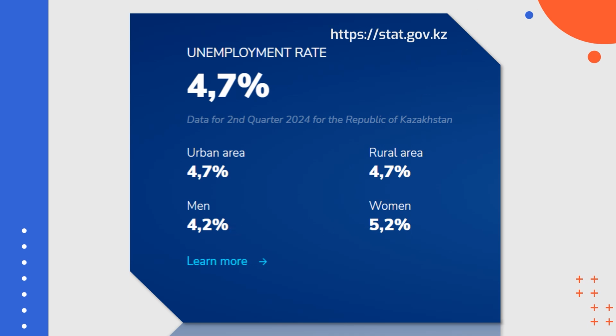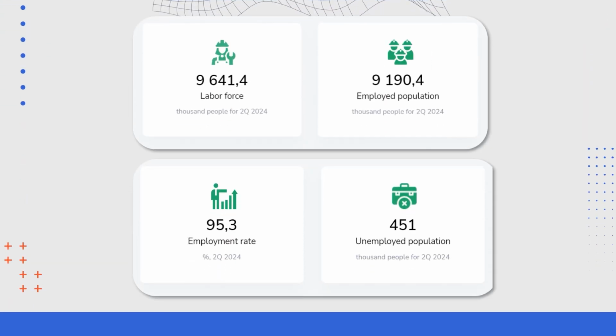According to the data provided by the National Bureau of Statistics, the Kazakhstan labor force numbers 9.6 million people. Those who are employed account for 9.1 million people. The employment rate in Kazakhstan is 95.3%. What does it mean? 95.3% of those who belong to the labor force are employed. The unemployed population is 451,000 people, which stands for 4.7% of the labor force.